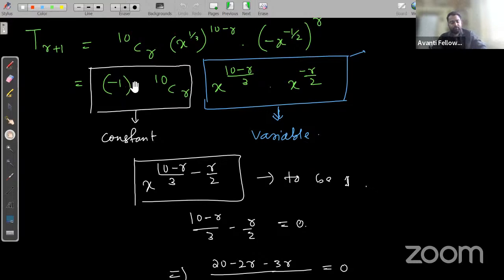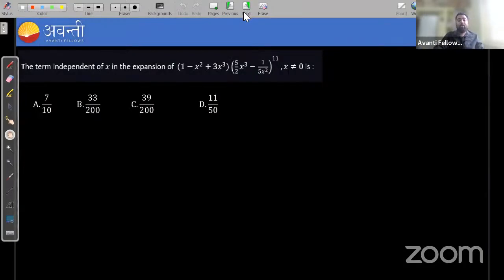Clear? Chalo. If it is clear to all, let's move to another question. Another very good question also. All these questions came in previous years. These are the questions from 2022 mains that we are discussing.